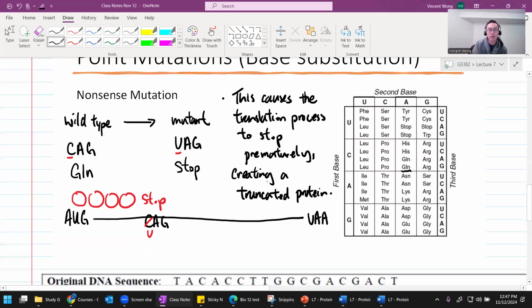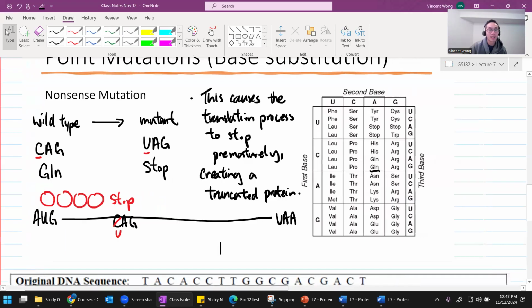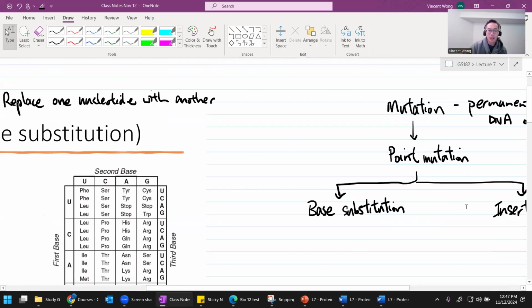Right? So for nonsense mutations, the later it happens in the gene, the less likely it is to have an impact. Okay, I'm not saying there is going to be no impact, but there is a lower chance of having a negative effect. So are we together? Neutral, missense, and nonsense. I certainly hope so.